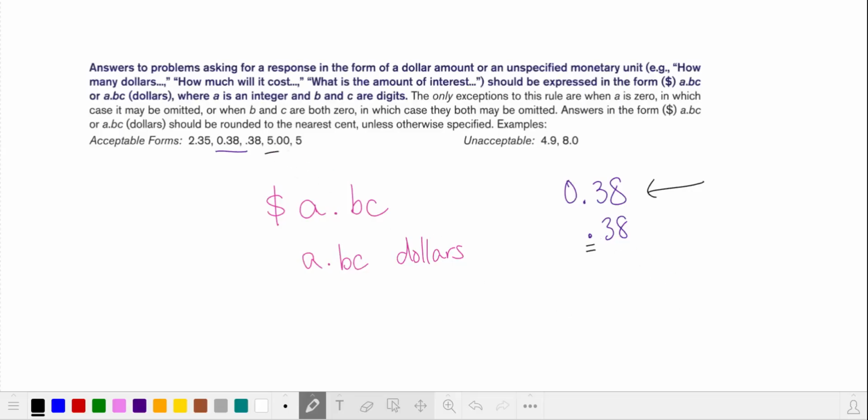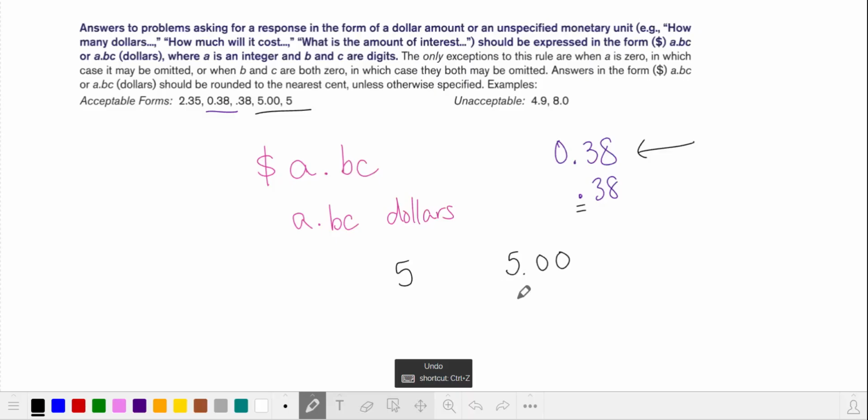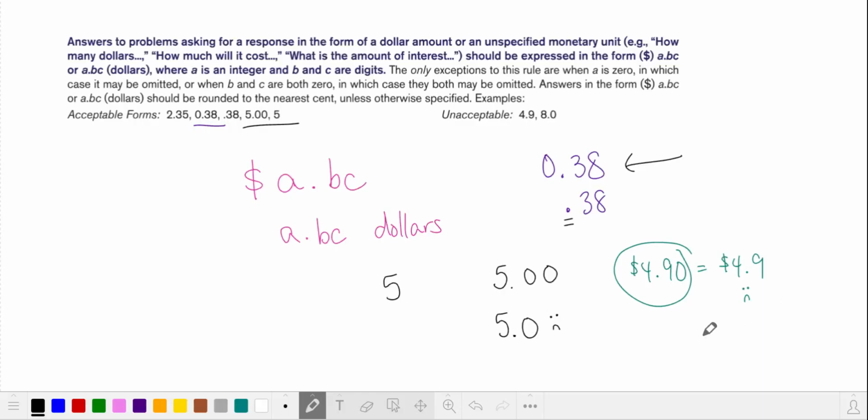If your answer is $5, you have 2 choices. You can either write a 5 like this, or a 5 with a decimal point and 2 zeros. What you cannot write is a 5 with a decimal point and then a single 0. This will be counted incorrect. One can make an argument that $4.90 is the same as $4.9, but in MathCounts, this will be marked incorrect, and you should write both digits to the right of the decimal.